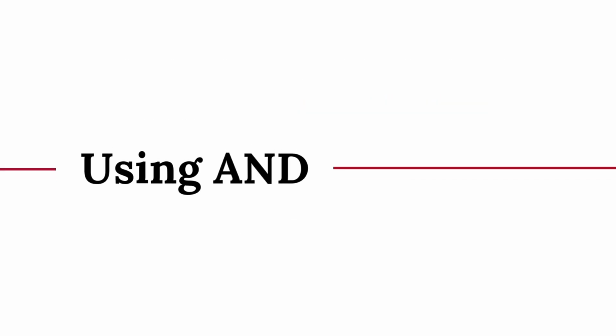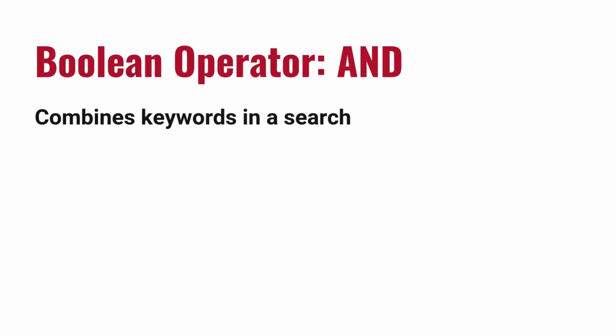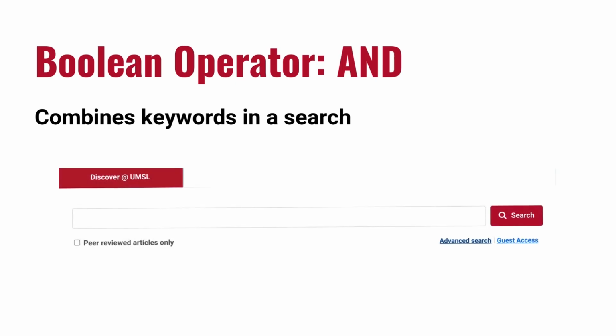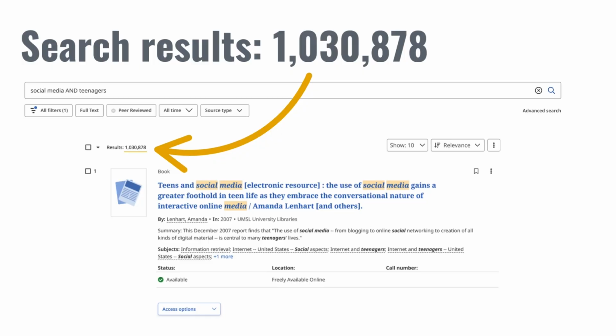When you have more than one keyword, you can connect them with the word and. And is an operator that tells the search that you're looking for resources about more than one thing. Start with your first two keywords, social media and teenagers. When you type them this way into the search bar, the search tool knows to look for books, articles, and other materials that cover both topics. With this search, we get over 1 million results. We can see from the titles that they are relevant to our topic.